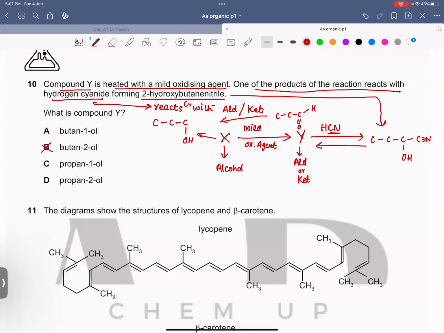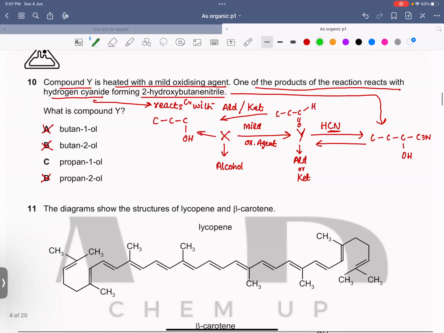So that makes A, B, and D wrong. And my correct answer is C, which is propane 1-ol. Yes, is this clear to everyone? Yes.